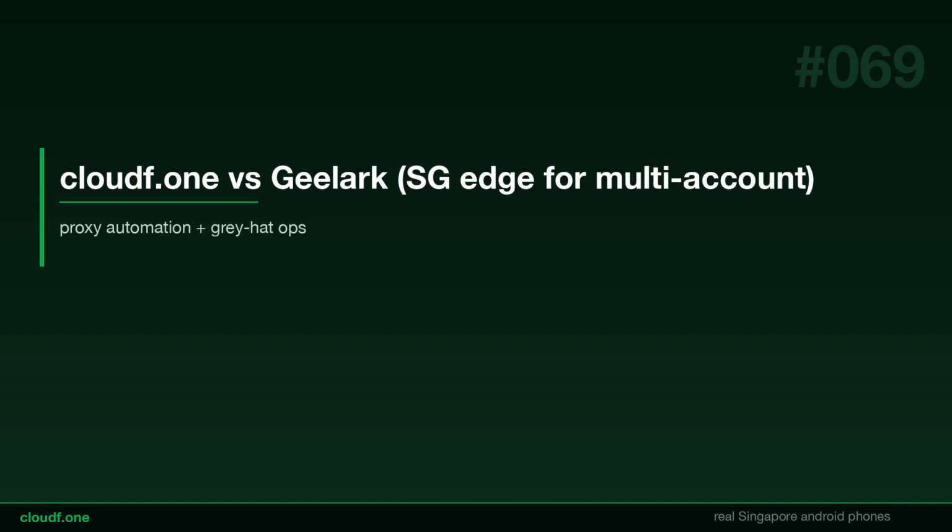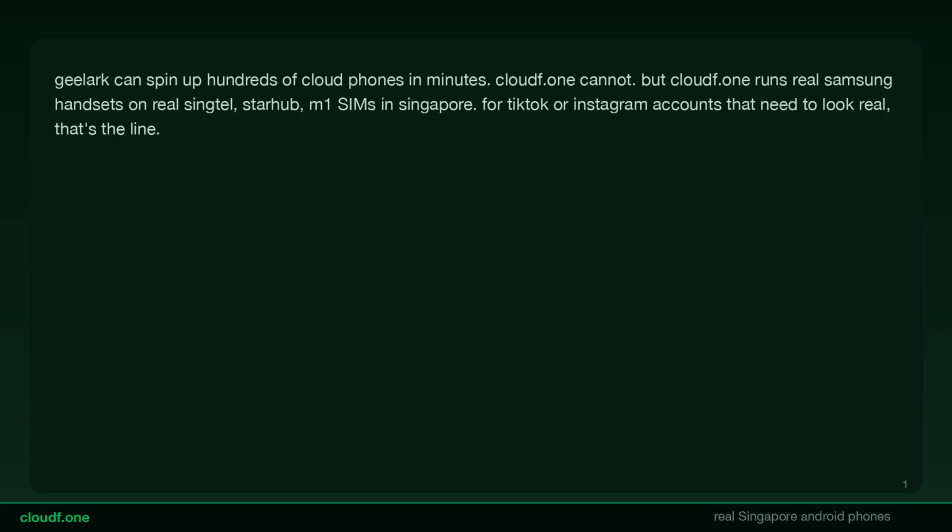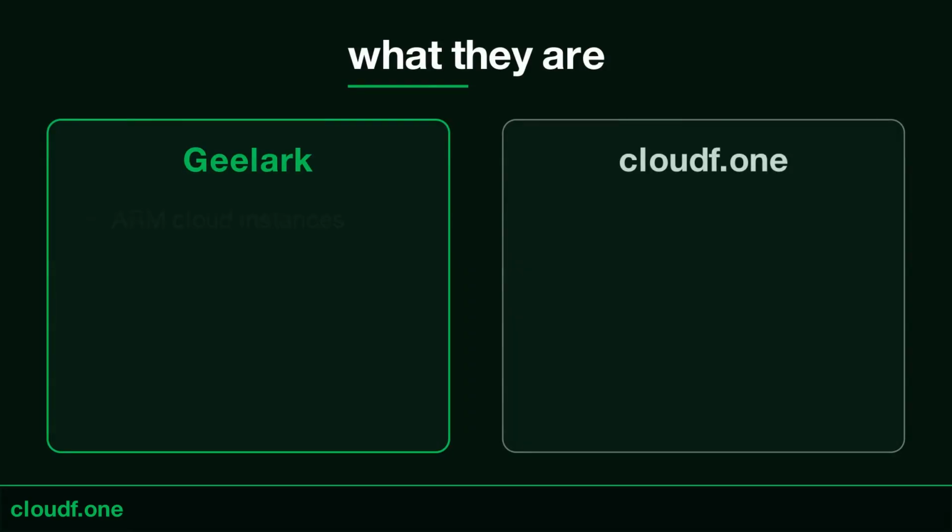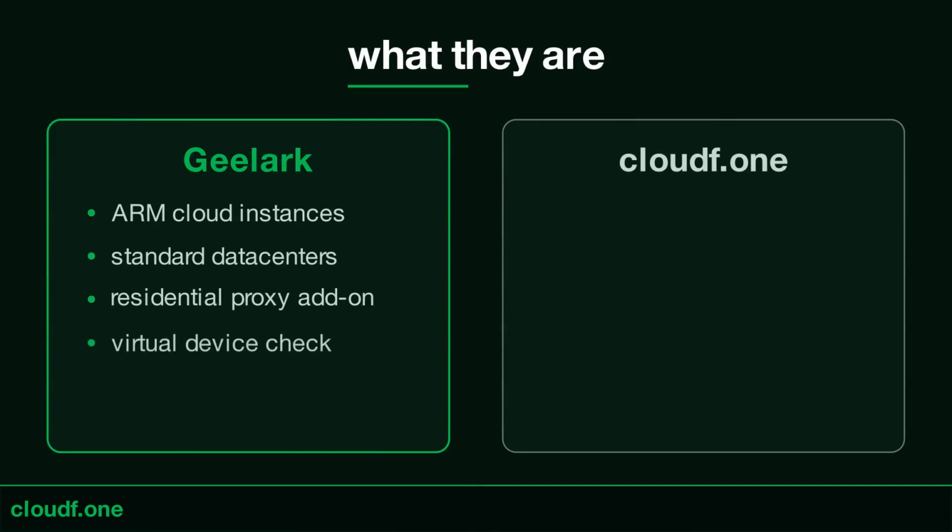Geelark can spin up hundreds of cloud phones in minutes. Cloud.one cannot, but Cloud.one runs real Samsung handsets on real Singtel, Starhub, and M1 SIMs in Singapore. For TikTok or Instagram accounts that need to look real, that's the line. Geelark is ARM-based cloud phone instances out of standard data centers with optional residential proxy add-ons. Cloud.one is real Android phones in a Singapore facility on real local mobile carrier SIMs.